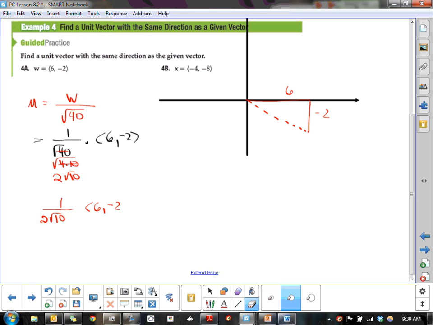Take top and bottom times the square root of 10. So it's the square root of 10 all over 2 times 10, which is 20. Okay, so reviewing, we're taking top and bottom times the square root of 10. Square root of 10 times square root of 10 is 10. 10 times 2 is 20. So we've got square root of 10 over 20 times 6. Oops, that's a positive. I'll just change it that way.